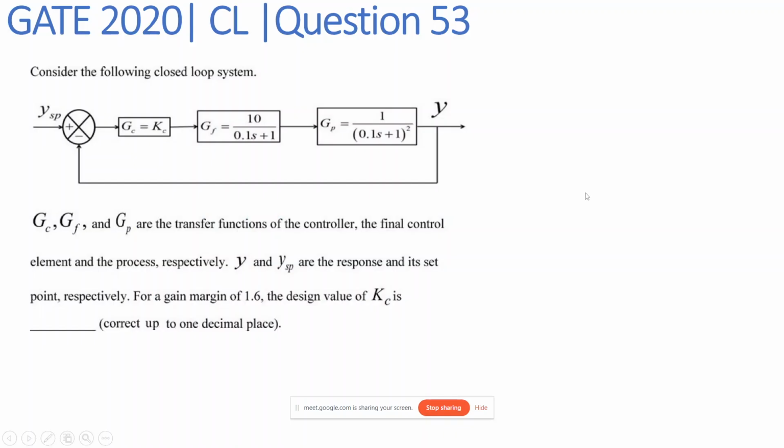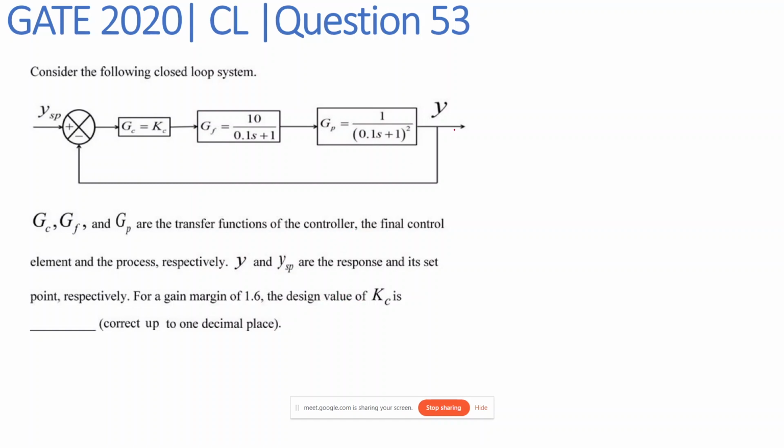The first question related to gain margin and phase margin is from GATE 2020, question number 53. The question is: consider the closed loop system where Gc, Gf, Gp are the transfer functions of the controller, final control element, and the process respectively. Y and Ysp are the response and set point respectively. For the gain margin of 1.6, the design value of Kc is dash.